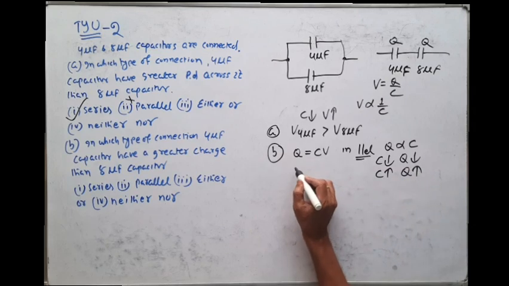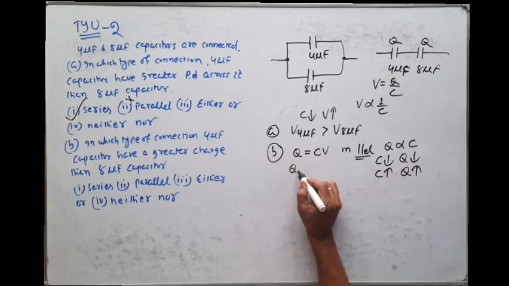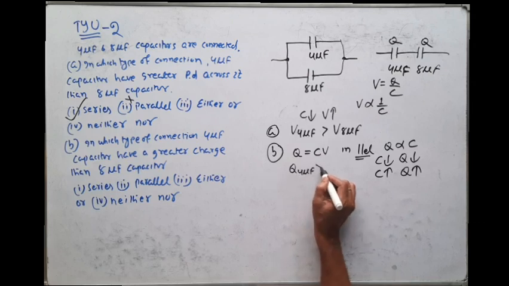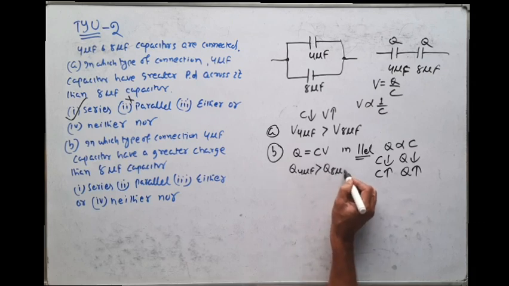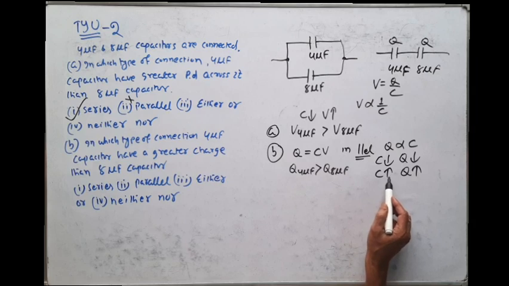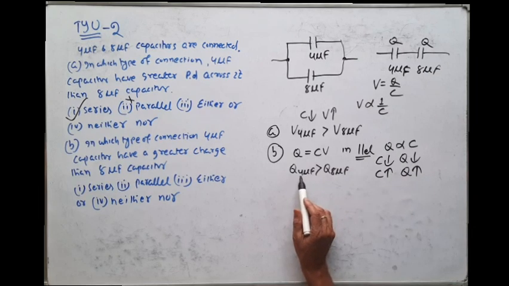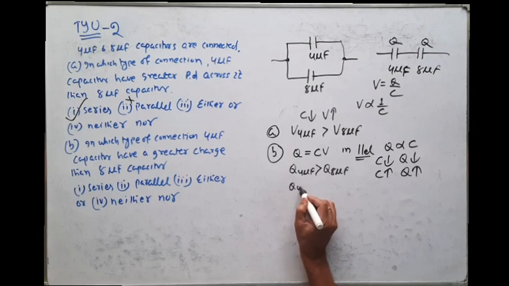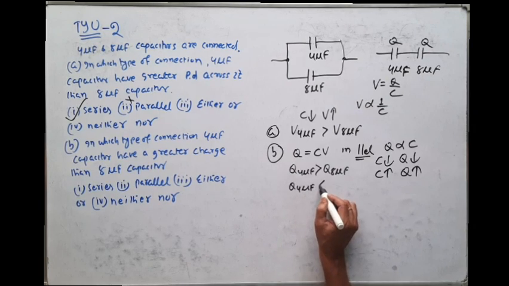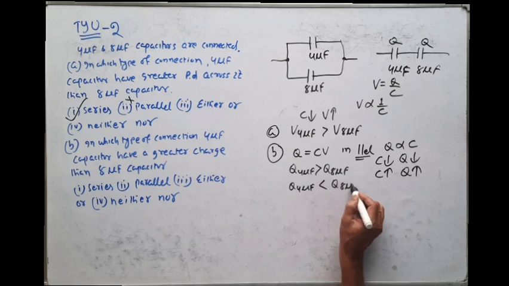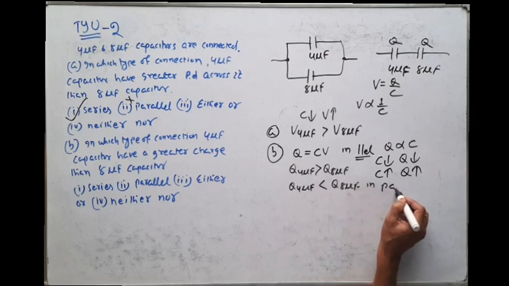But the question is, in which type of connection is the charge across 4 microfarad greater than charge across 8 microfarad? So this is not possible. We see if C decreases, charge decreases. So that means charge across 4 microfarad is less than charge across 8 microfarad in which connection? In parallel.